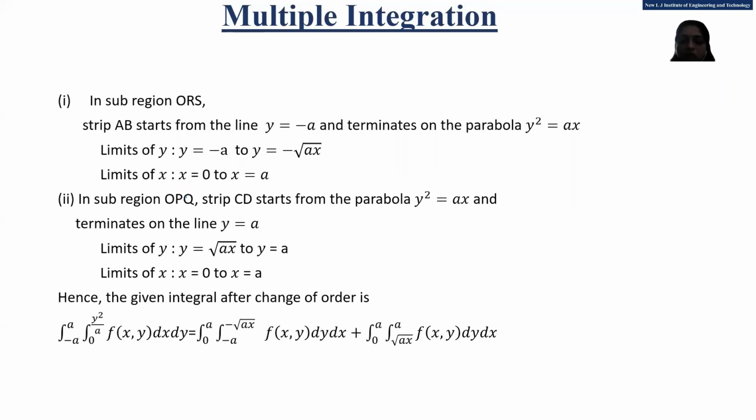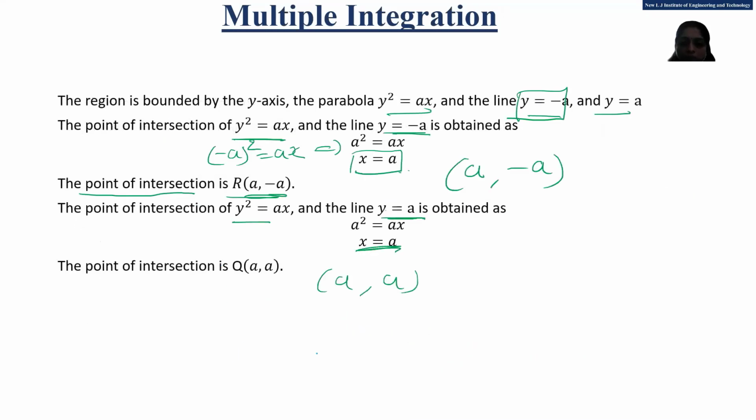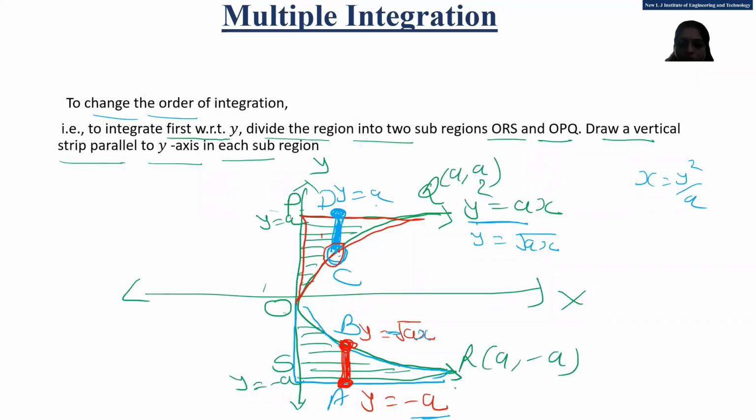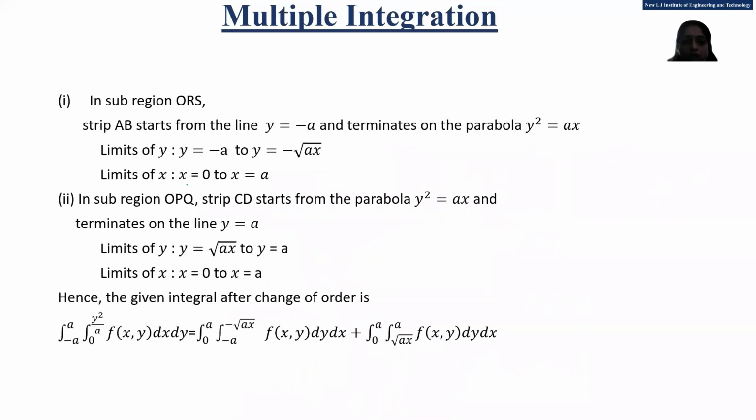And limit of x is what? Limit of x is from the leftmost point to the rightmost point, right? So what is the leftmost point? Leftmost point for the x is 0. And here the rightmost point is a. So x goes from 0 to a.